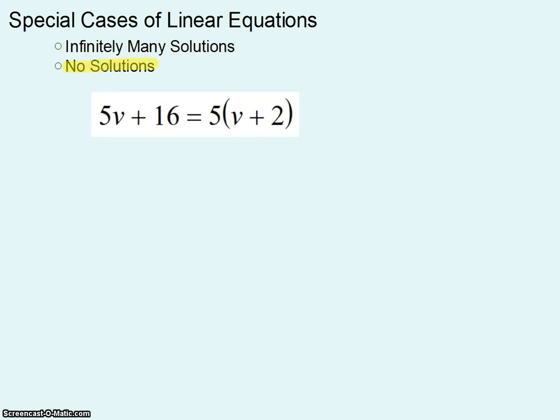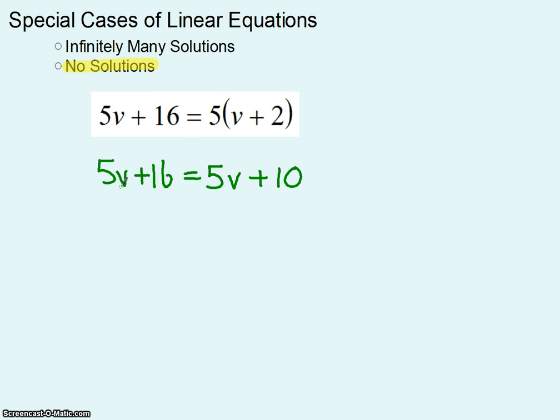Now this one is apparently going to have no solution. Let's get started on it and see what happens. Well, I see some cleaning up I need to do right here. Let's get that as 5v plus 10. So we use the distributive property, bring our equal sign down, copy down what's on the other side, and we get 5v plus 16. Some of you might be smelling a rat already with seeing the 5v's on both sides.